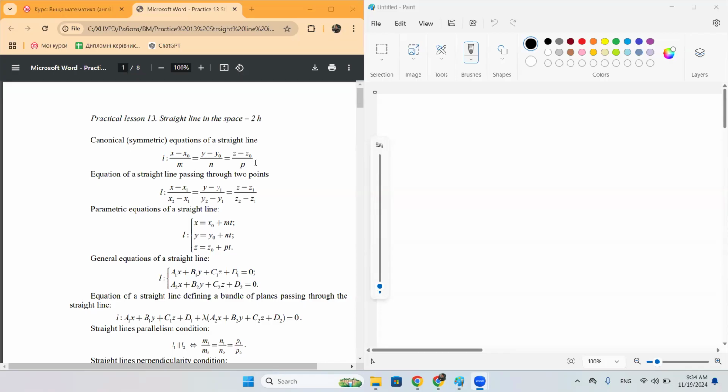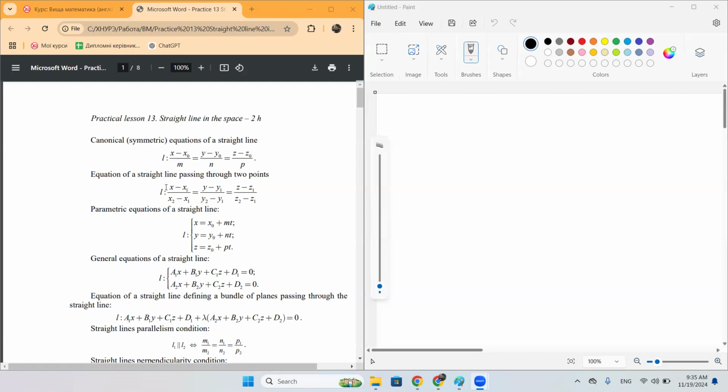So this is the canonical equation of a straight line. So x0, y0, and z0 are coordinates of the point that belongs to the straight line. And m, n, and p are coordinates of a direction vector. Direction vector, I will remind you, is a vector that is parallel to the straight line or belongs to it.